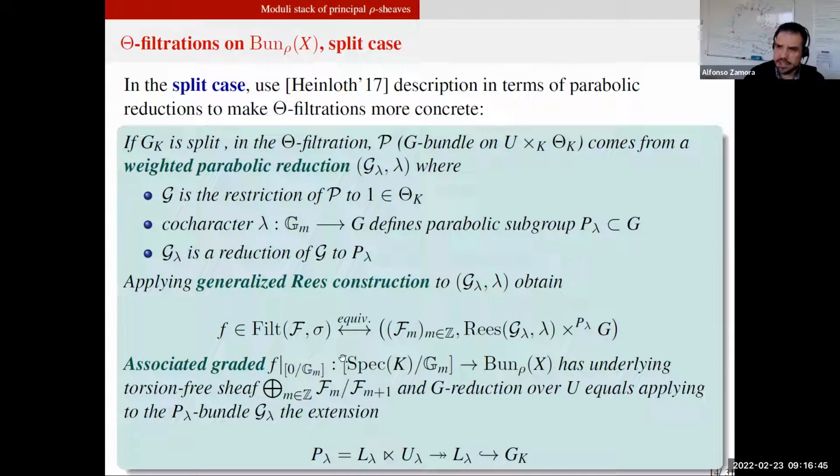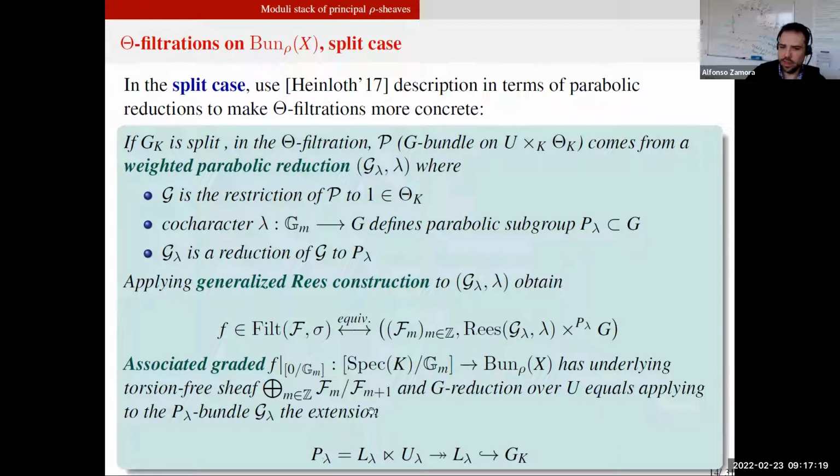In the split case, this can be done even more concretely. Because if G is not split, then we cannot use the theory of parabolics and Levi subgroups when trying to make these filtrations more concrete. But if the group is split, then we can also use co-characters of the group, defining parabolics, and then P restricted to the one of the stack gives me another bundle, which is G, and then G lambda, which is a reduction of G to the parabolic subgroup.